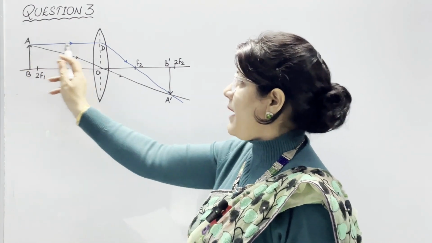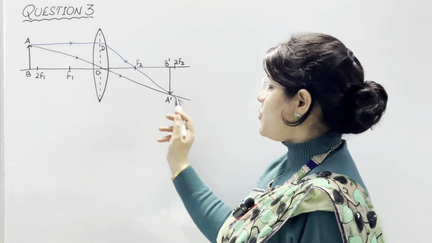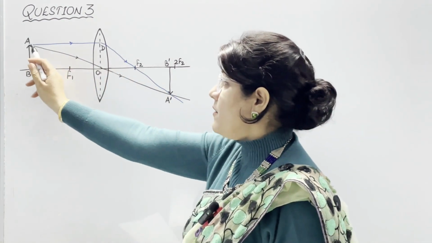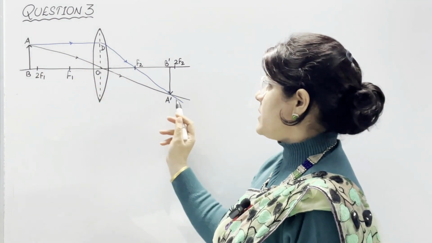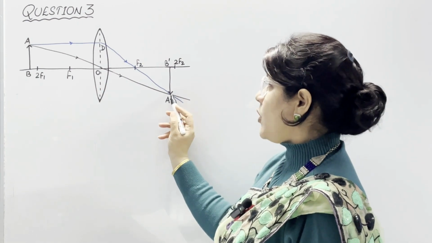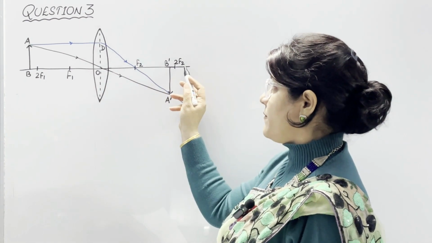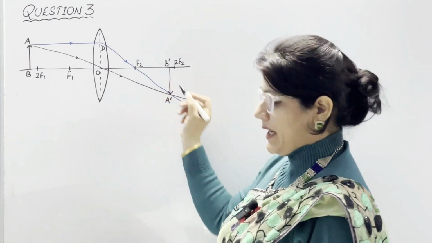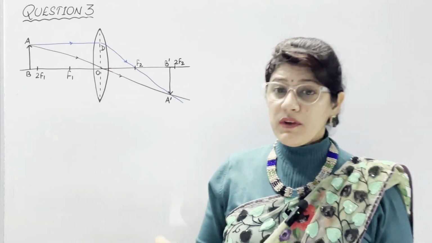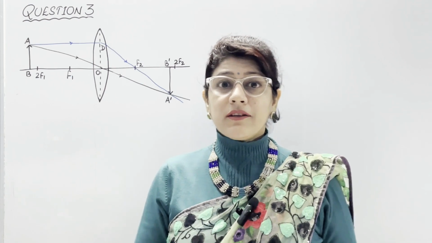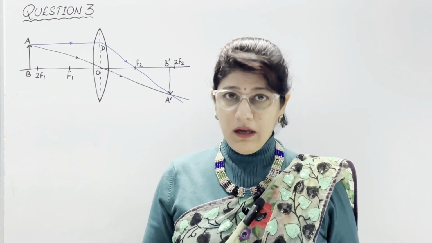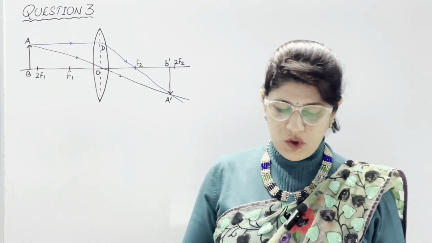First ray, which is coming parallel to the principal axis, will pass through the focus. The ray which is passing through the optical center goes undeviated. These two rays meet automatically in between F2 and 2F2 and the image is formed, A dash B dash, here in between F2 and 2F2. The characteristics of the image are real, inverted and slightly diminished.